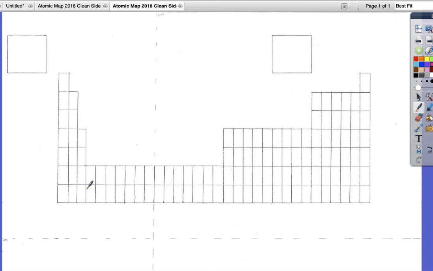Alright, we're going to go on to this one. New fold. We are now going to flip the bottom of your page up. You're going to fold up and put the bottom of the page on the very bottom of the periodic table. So as you fold up, you should just barely be able to see the bottom line of the periodic table.